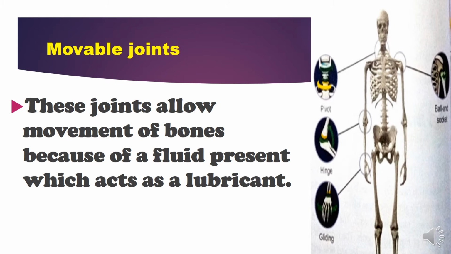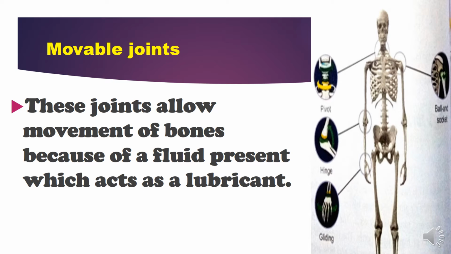Next, movable joints. Now there are many types of movable joints in our body, and that is why we are able to rotate and move our body very flexibly. First of all, before moving to types of joints, we need to understand what are movable joints. What is the meaning of this term? These joints allow movement of bones because of a fluid present that acts as a lubricant. Basically, what does it mean? The joint is the same, right? The joint meaning is when two bones are connected towards each other.